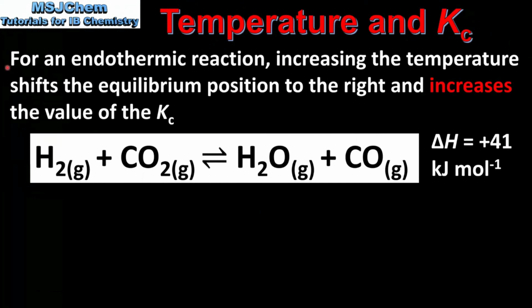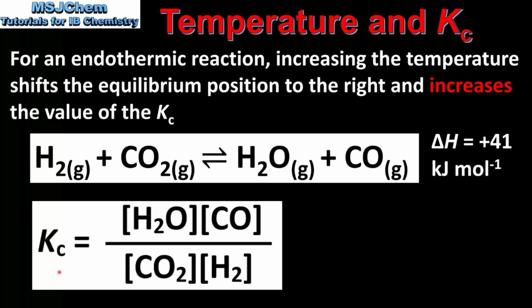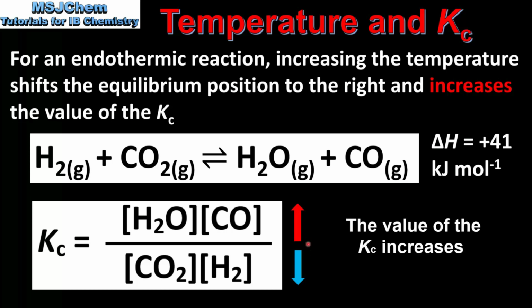So an increase in temperature for an exothermic reaction results in a decrease in the value of the Kc. For an endothermic reaction, increasing the temperature shifts the equilibrium position to the right and increases the value of the Kc. Here we have the reaction between hydrogen and carbon dioxide to produce water vapor and carbon monoxide. As we can see from the sign of the enthalpy change, the forward reaction is endothermic. And here we have the equilibrium constant expression for the reaction. When the equilibrium position shifts to the right, the value of the numerator increases and the value of the denominator decreases. Therefore, the value of the Kc increases. So for an endothermic reaction, an increase in temperature results in an increase in the value of the Kc.